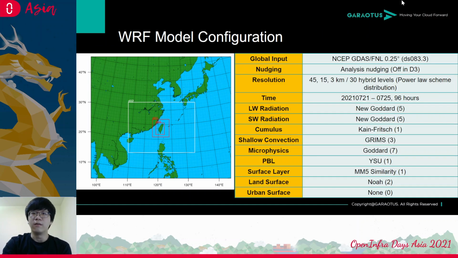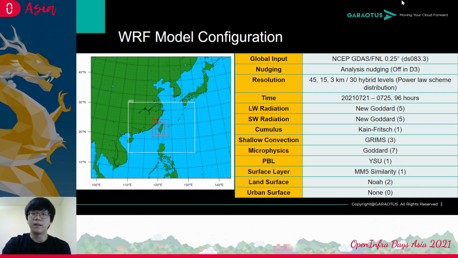For the WRF model configuration, we designed a model domain like the figure on the left. We use global model input from NCEP final analysis, 0.25 degree resolution. Spatial resolution is from outer to inner 45, 15, 3 kilometers with 30 hybrid levels. The hybrid levels follow the power law scheme distribution.